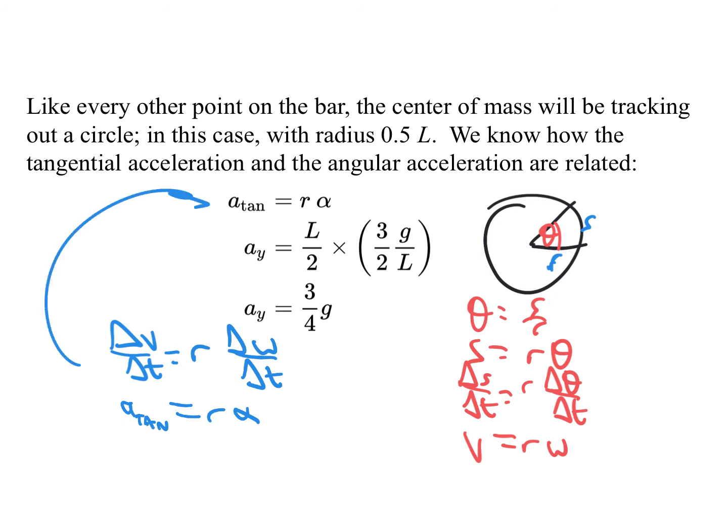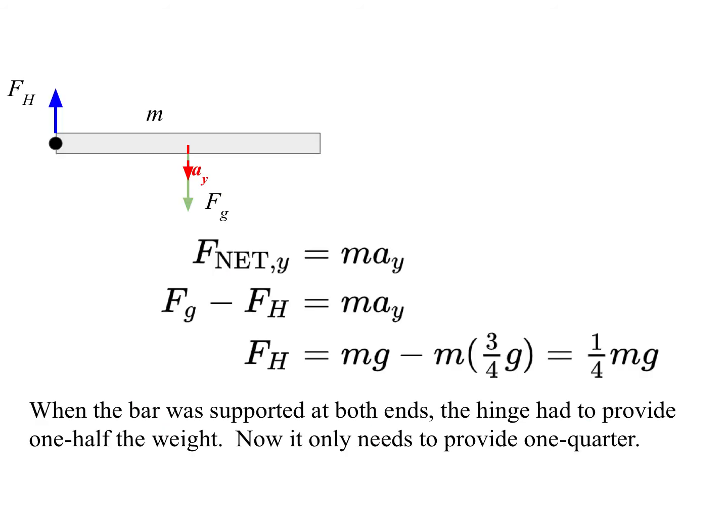All right, if we wind that through, then our acceleration a_y will be the radius L over 2 times the acceleration we just found, which is 3/2 g over L. The L's, of course, cancel. The 2's will multiply together, and we'll get the acceleration of the center of mass is 3/4 g. All right, it's not quite in free fall because, of course, it's not actually falling. It's being held up a little bit by the hinge. Let's figure out how much.